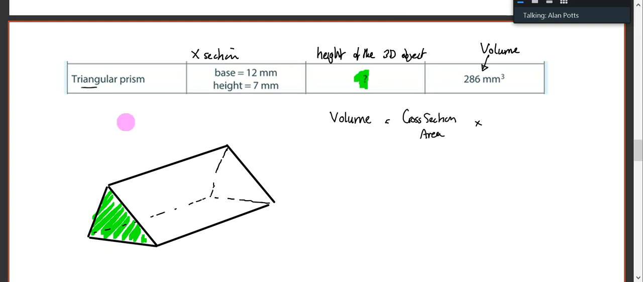All right. So we've got the triangle. Now the cross-sectional dimensions, the base and the height, are 12 and 7. So, yeah, go for it.